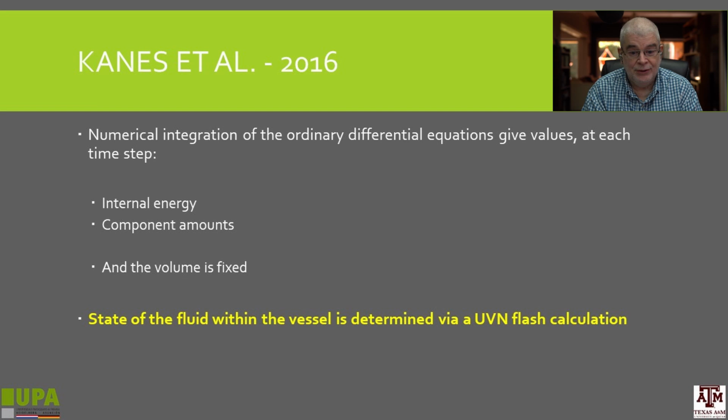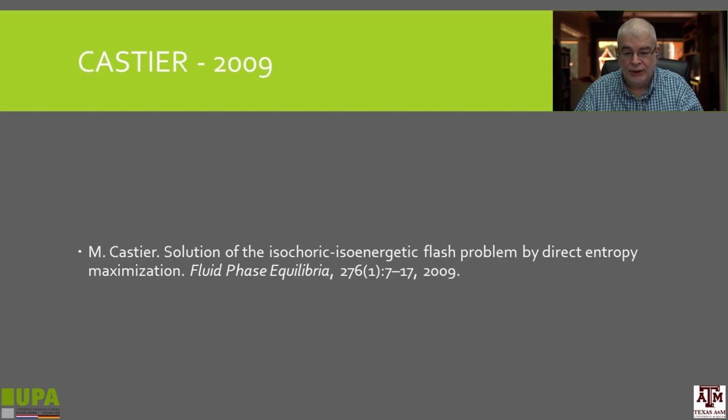Now, again, what I need to do is to integrate a set of differential equations. I cannot do this analytically for most practical cases, but the integration will give me at each moment in time the values of the internal energy, the component amounts, and the volume is fixed. So I know U, V, and N. If I assume that the properties within the tank are uniform, I have to solve a UVN flash, a flash that requires entropy maximization. I'm not going into the details of this calculation, but this was something that I worked on in 2008, 2009, and this came out as a publication in Fluid Phase Equilibria.